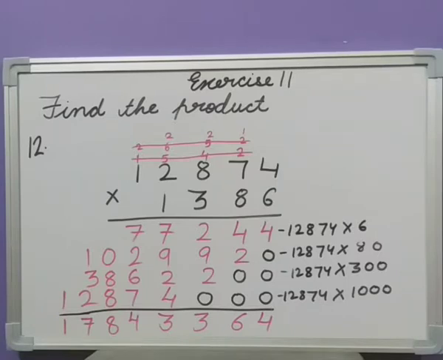Number 12. 12,874 multiplied by 1,386. Now here we have ones, tens, hundreds, thousands, 4 places. So it is easy, we can multiply it in the same manner, like 12,874 multiplied by 6 first, then 12,874 multiplied by 80, then 12,874 multiplied by 300, and 12,874 multiplied by 1000. Now the problem here is, when we multiply, we put carry over, that creates a confusion for us. So we can do it like this.